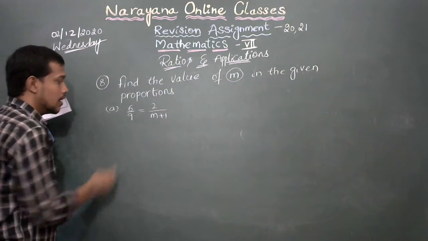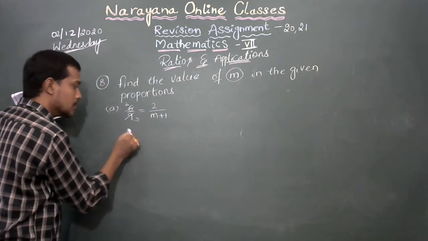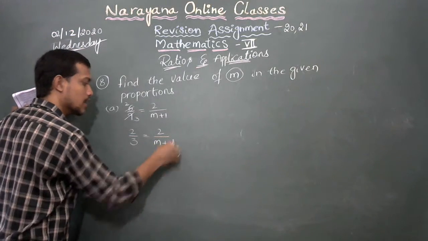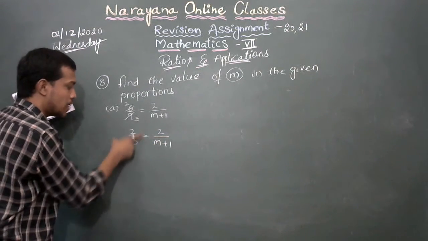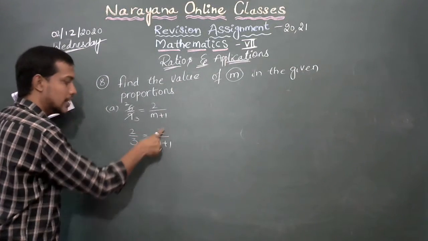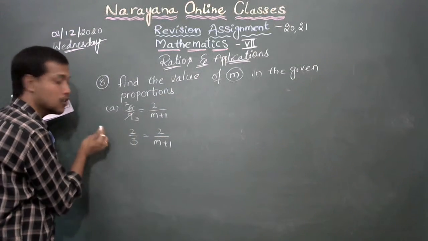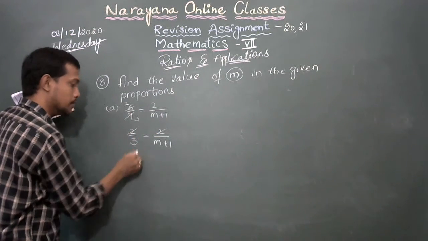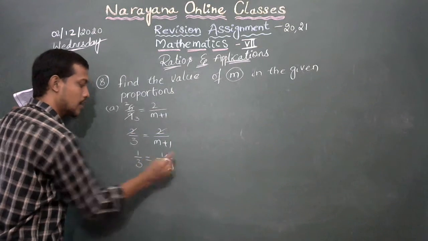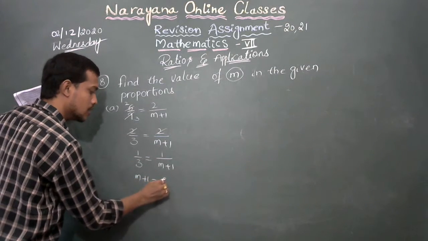So 3 2's are 6, 3 3's are 9. So 2 by 3 is equal to 2 by m plus 1. In this fraction, what is the numerator? 2. In this fraction, what is the numerator? 2. So if the LHS and RHS fractions have equal numerators, we can cancel. So 1 by 3 is equal to 1 by m plus 1. So now cross multiplication: m plus 1 equal to 3.